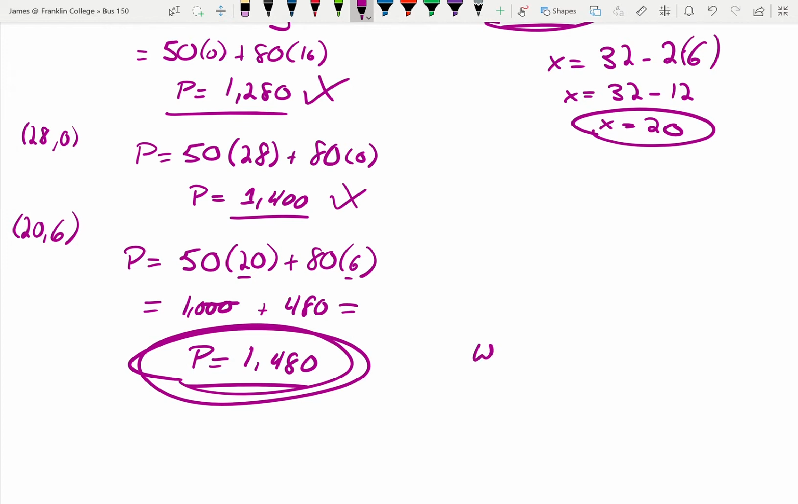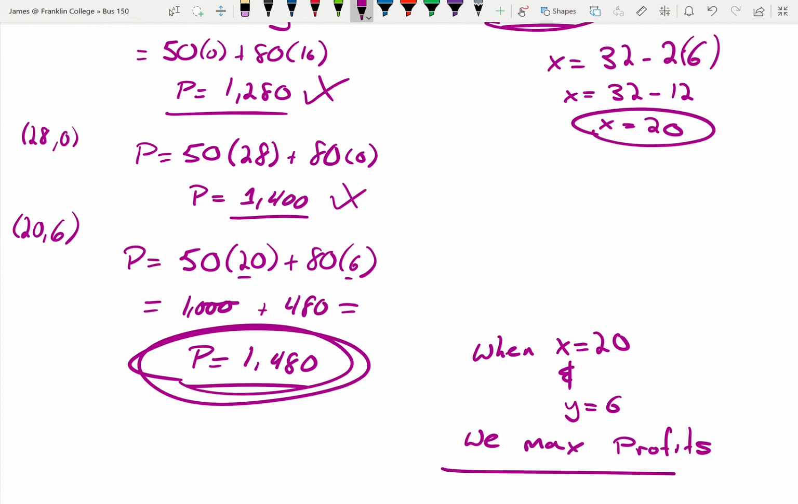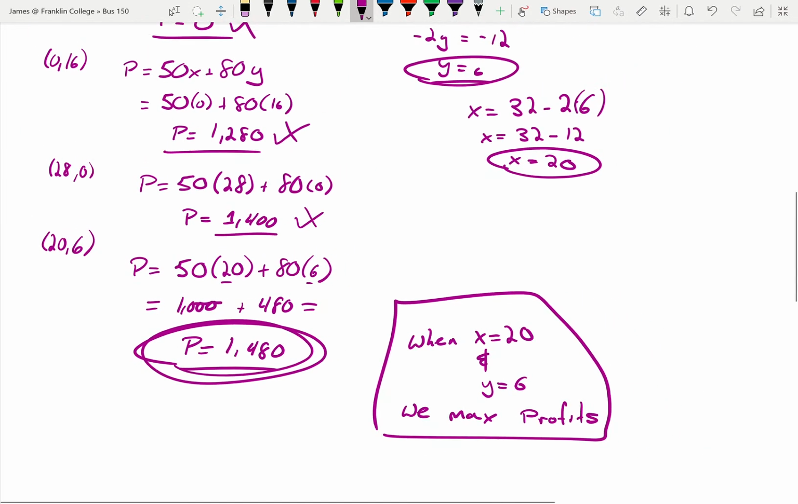So when x equals 20 and y equals 6, we maxed profits. Yay! So that's how we come up with the solution to that type of question. Alright, so that's how we did it.